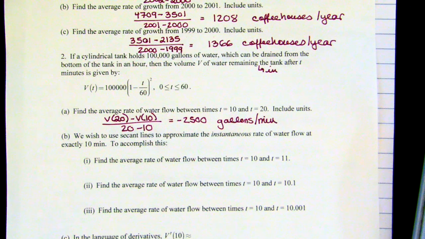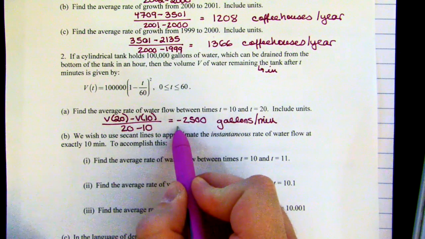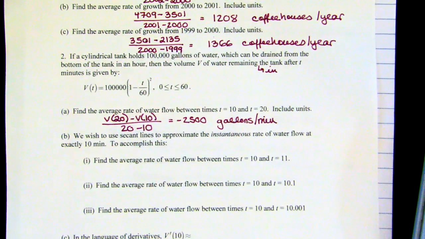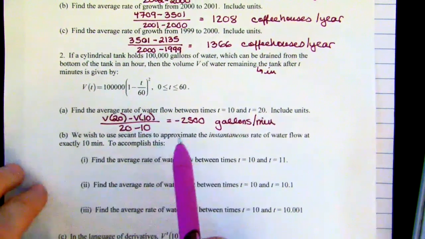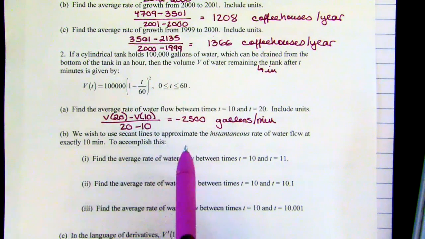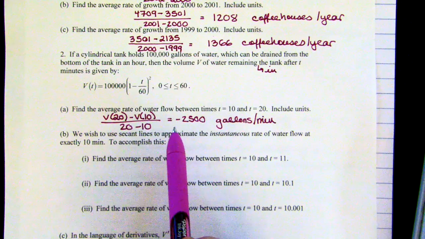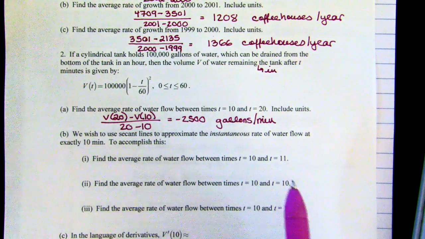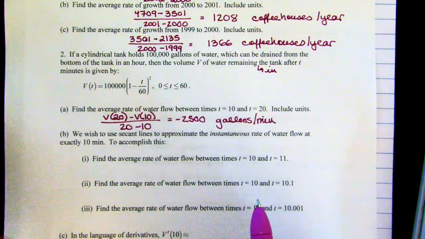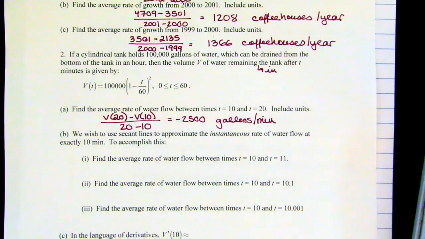Is it okay that this is negative? What does that negative sign mean? Well, this is the rate of change of the water flow in the tank. It's negative. This just means the water is draining out of the tank. Perfectly okay for this thing to be negative there. Actually it would make sense that it's negative because we're losing water from the tank.